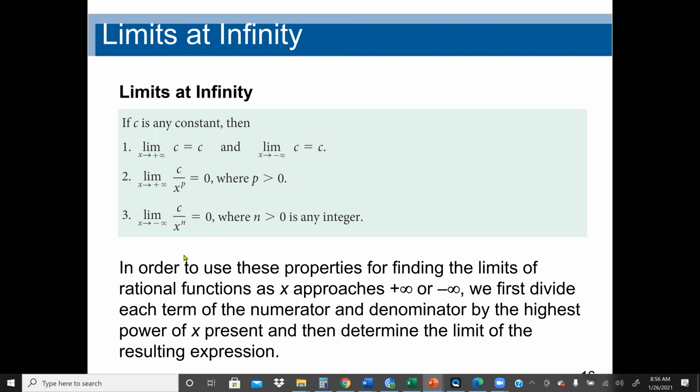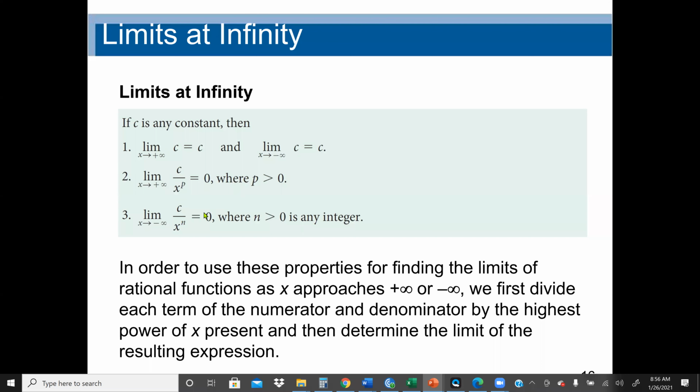Now, this is also true if S is a very, very small value, which is negative infinity. Negative infinity means S is a very small value and N is greater than 0. The answer also will still be 0.